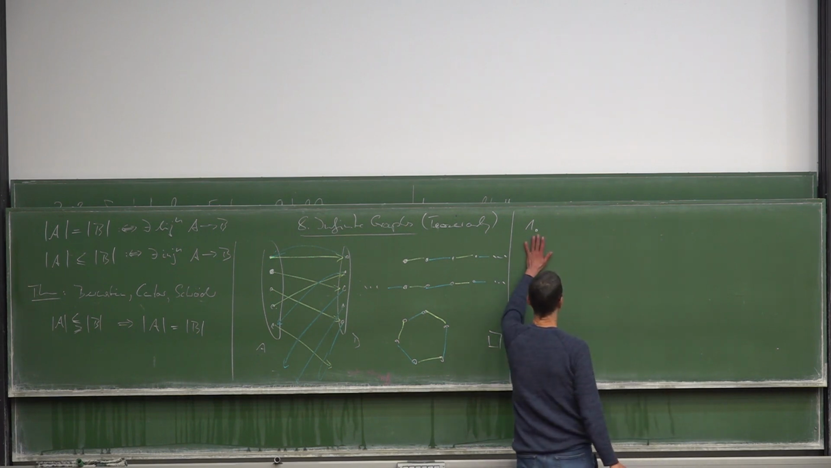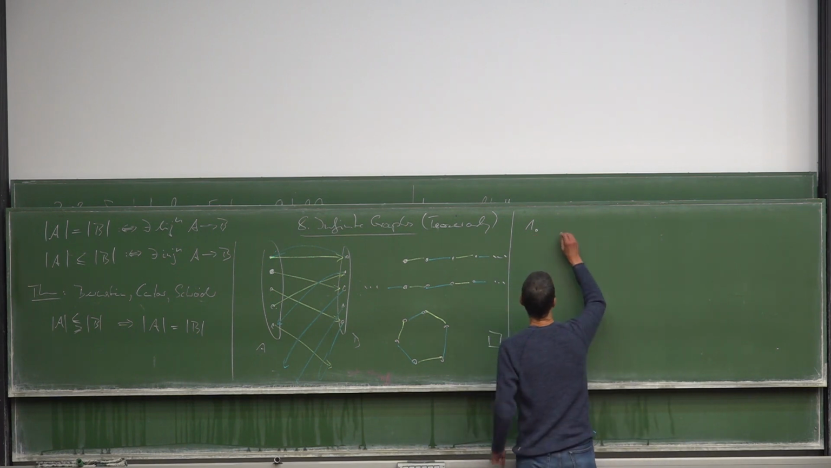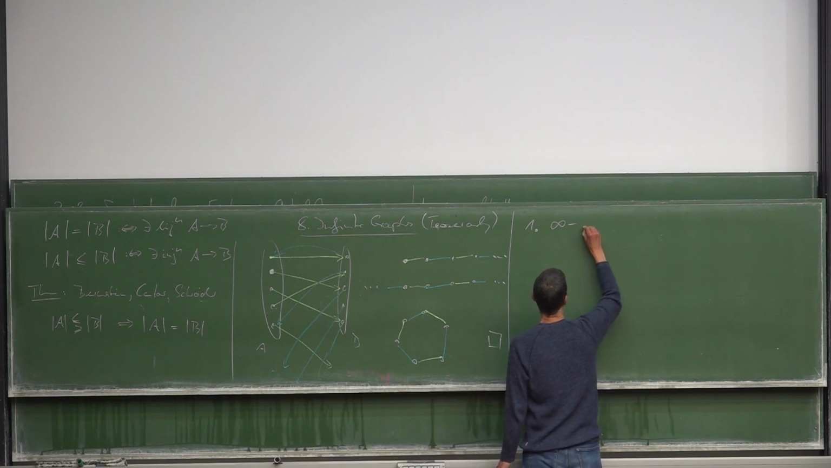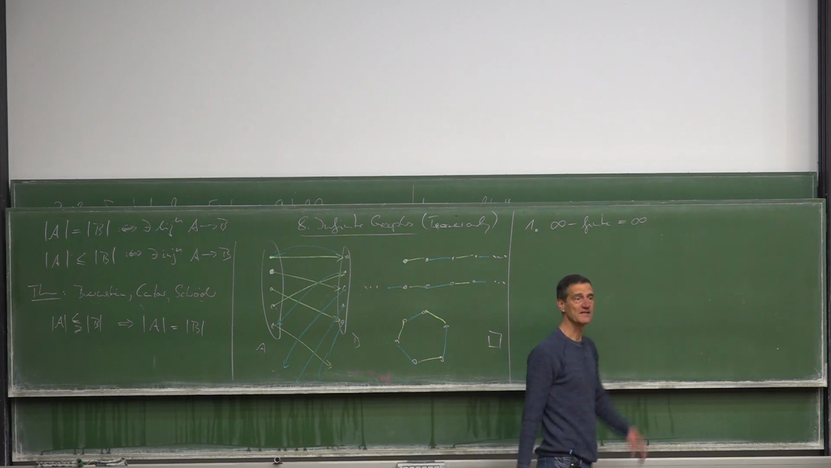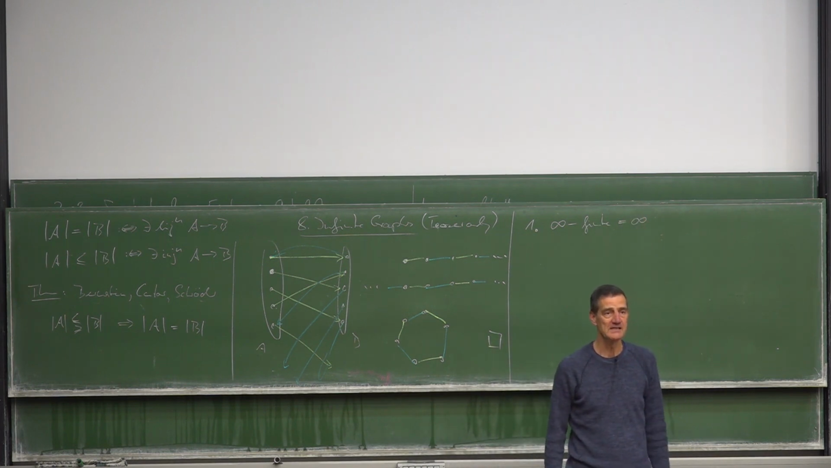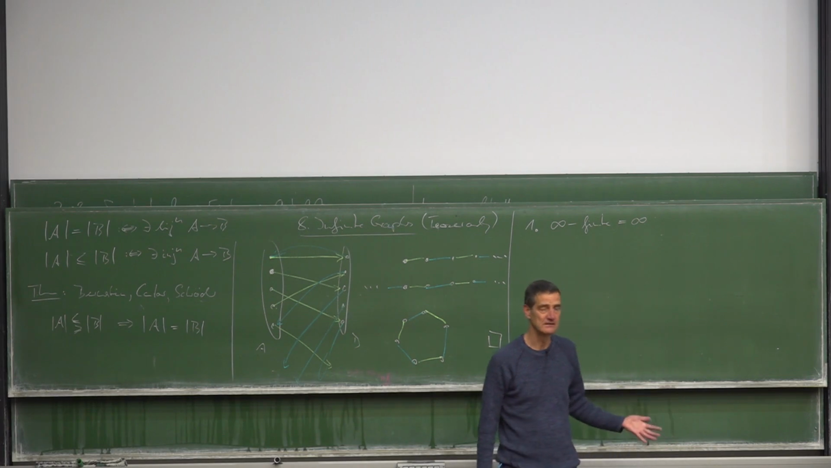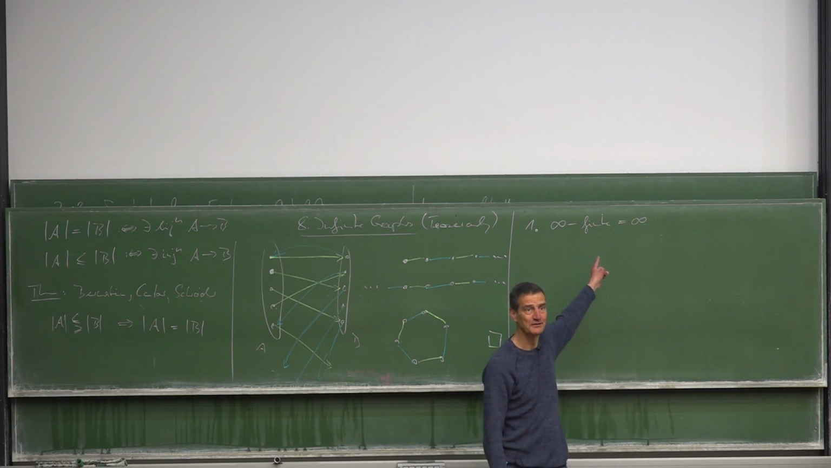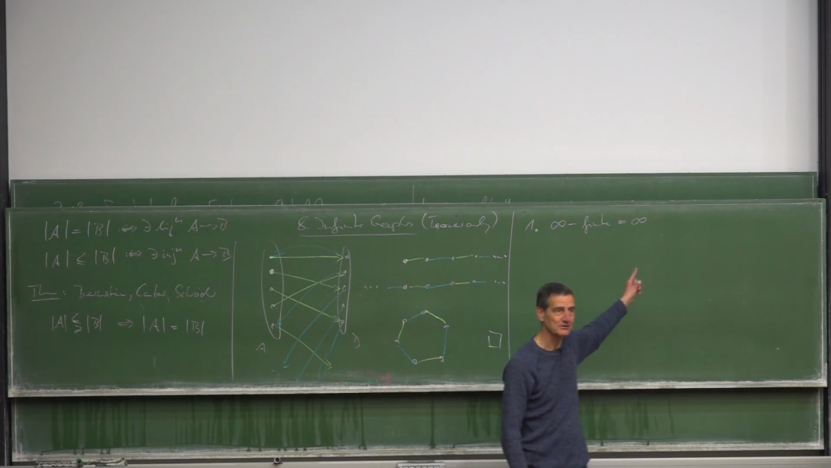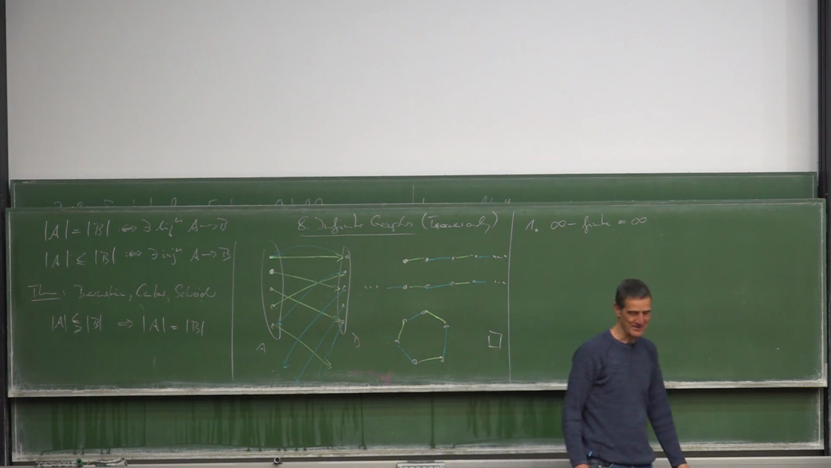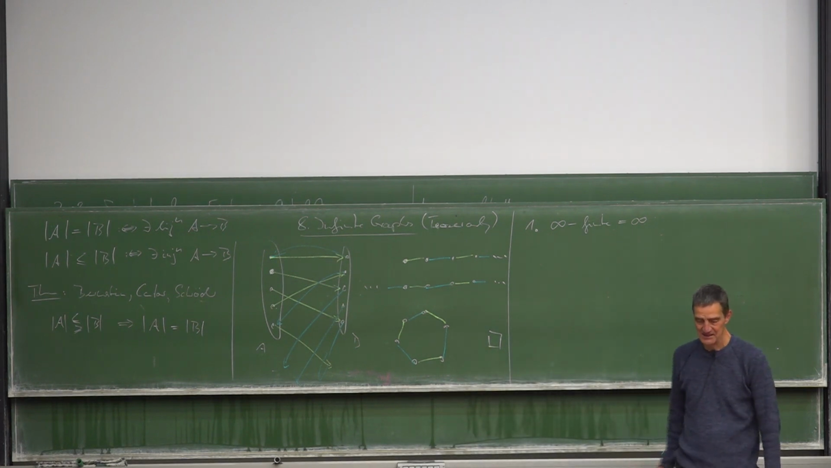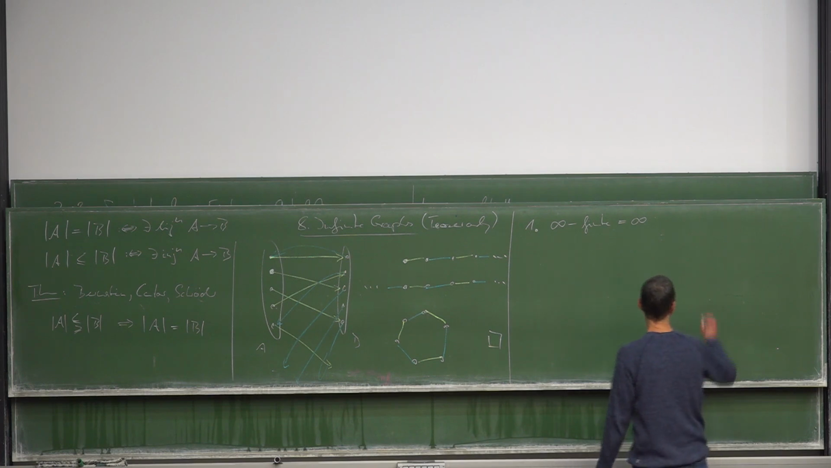One has nothing to do with graphs, it's just, let me write it like this. Infinite minus finite is still infinite. So if you take an infinite set and you delete a finite subset, what remains is an infinite set. If you're serious about mathematics, that needs proof. We're not serious now, so we're serious about graphs, but not about the rest. So we declare that as obvious. But here's a nice example.